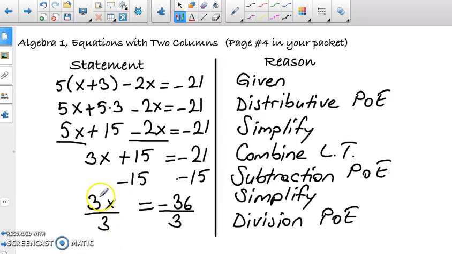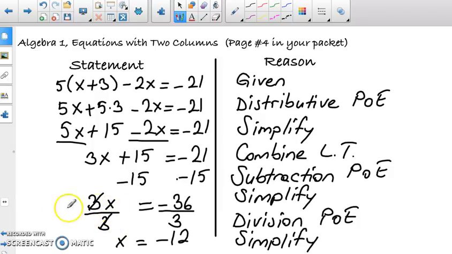And when I divide this, they cancel out. So x is equal to negative 12. And what I did over here, I just simplified. So for an explanation, you can just write simplify. So this is how you're gonna solve your problems in this worksheet.